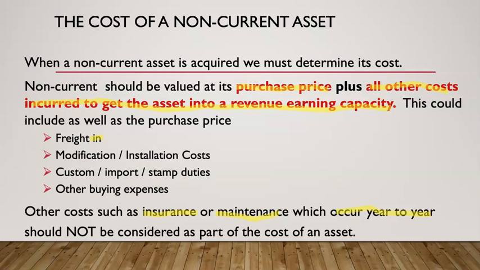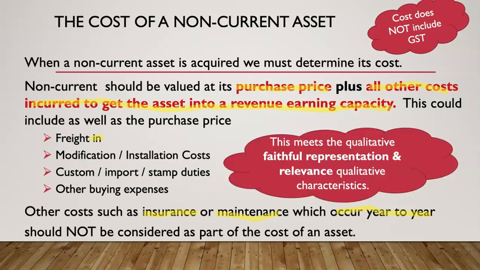What else do we need to remember? GST is not included in the cost price. And if we do all these things, we are going to tick off a number of qualitative characteristics. These qualitative characteristics are relevance. So if we do this, we have an accurate cost of our non-current asset, which means we can make good decisions. And also we will faithfully represent the information accurately.